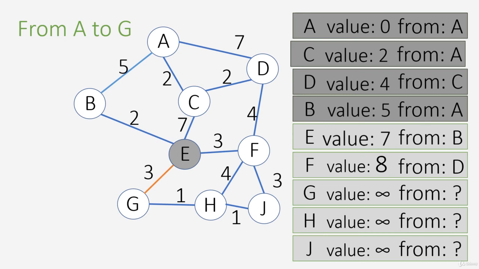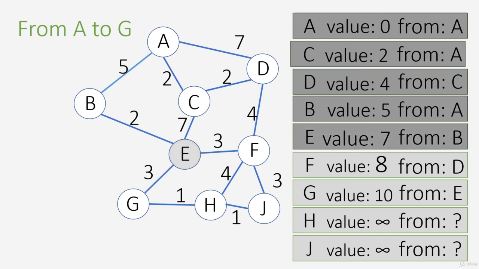And this edge takes me from E to G, and it takes me also 3. So the path to G takes me 7 plus 3, and that is 10. So I change the value of G to 10. And I also set the node from which I got here to E.